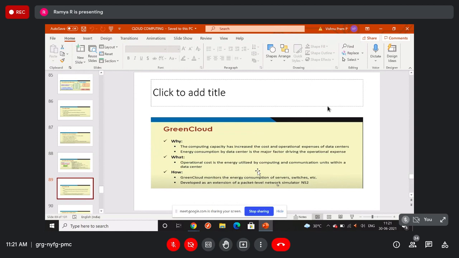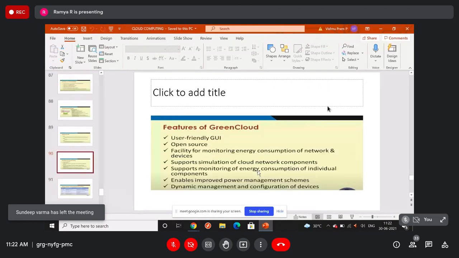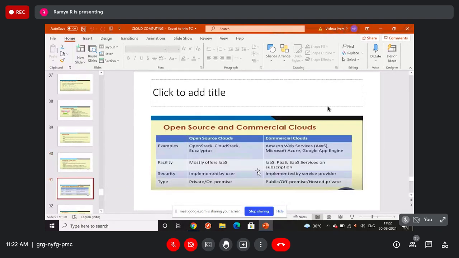of data centers. Energy consumption by data centers is a major factor driving the operational expenses. So that is the reason, if you want to check, always monitor this energy consumption, we can use the GreenCloud. The features of this GreenCloud: it is open source, supports simulation of cloud networks, supports monitoring, and enables improved power management schemes.